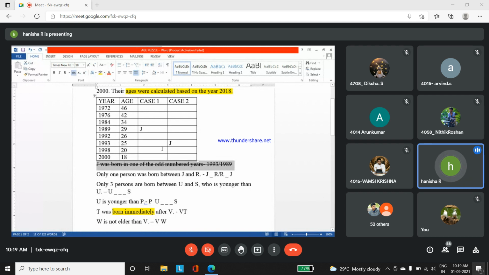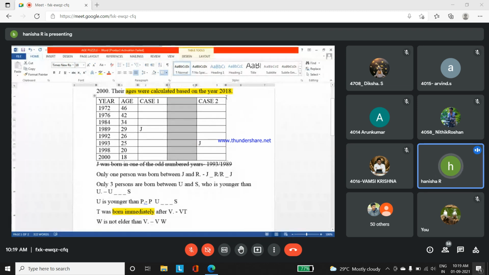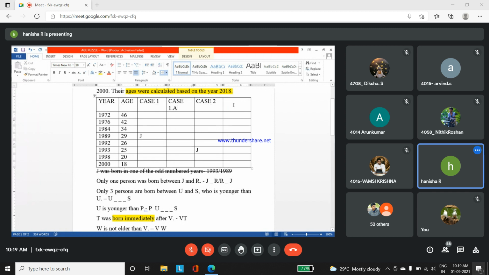So here you have two cases for J. For one particular case of J itself you have two possibilities, which means your possibility is getting increased. For one particular J itself you have two possible cases. So I'm putting in this case 1A, and here I am putting it as case 2A.